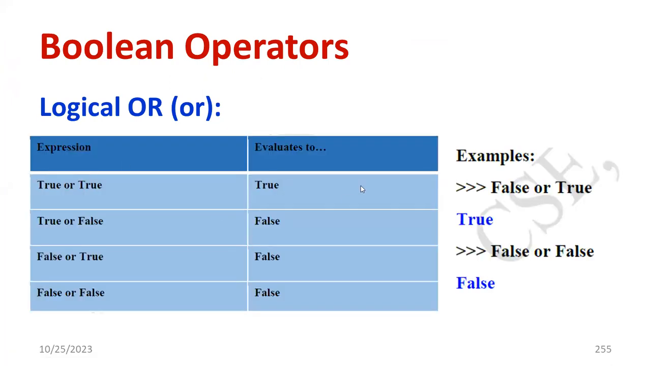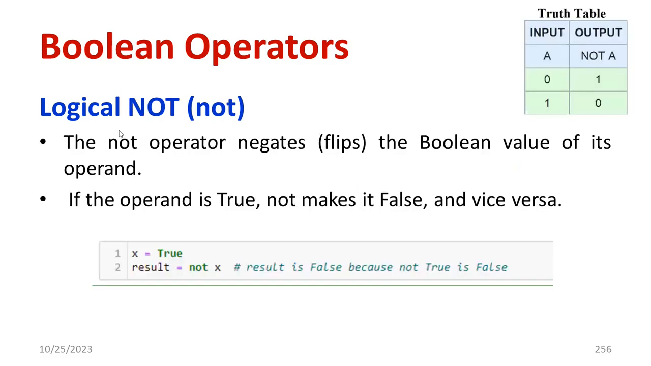So this is another statement related to OR. True or true, output is true. True or false, output is true. False or true, output is true. False or false, output is false. You can verify directly in your interpreter. If I talk about the logical NOT, it's just like a NOT operator.